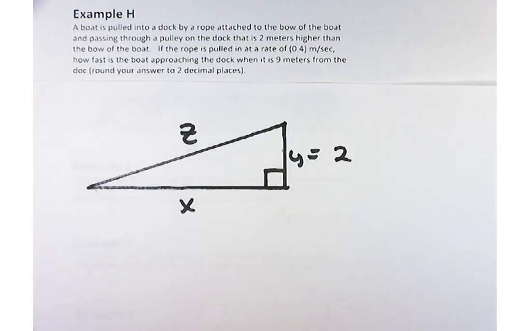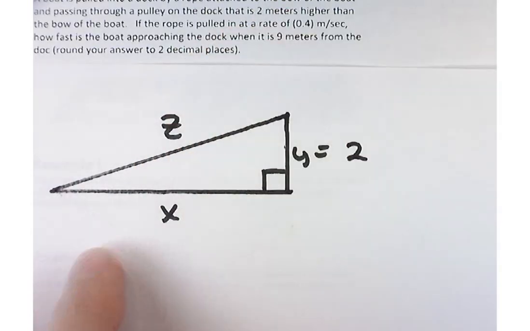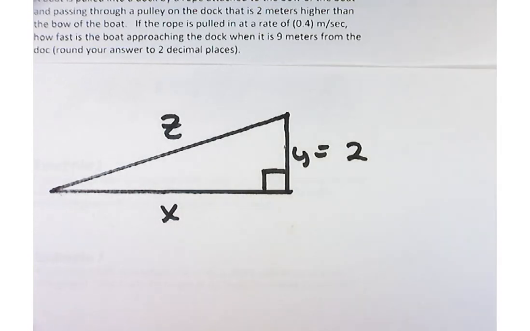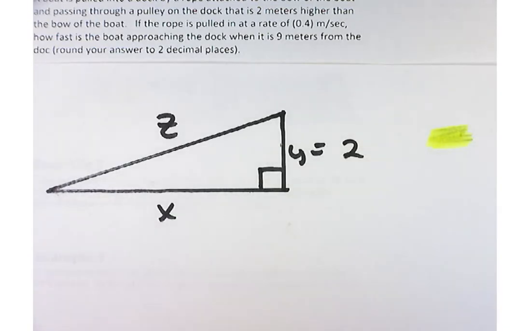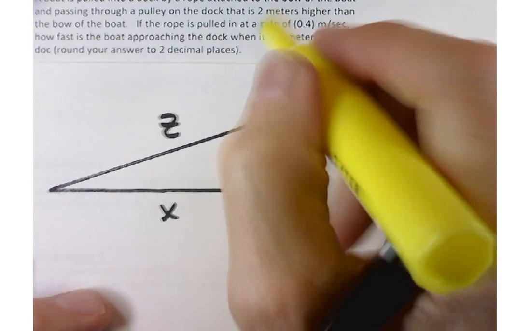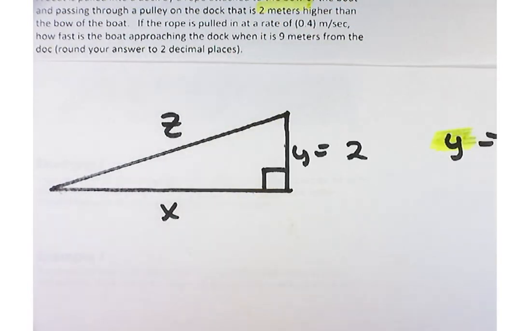And let's take a look at some of the information we're given here. For instance, we know that y equals 2. So let me write down a few variables here. y equals 2 is one that's given: 2 meters higher than the bow of the boat. The rope is being pulled in at a rate of 0.4 meters per second.